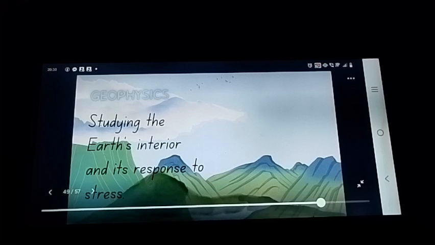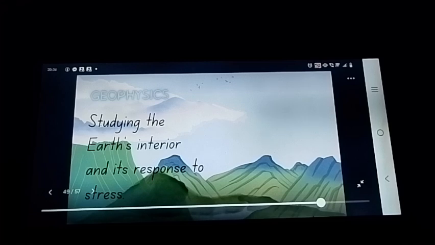Next is geophysics. Studying the Earth's interior and its response to stress. Imagine you're trying to understand the inside of a house without being able to go inside. You might listen to the sounds coming from inside or look at the house's foundation. That's what geophysicists do. They study the Earth's interior without directly digging into it. Geophysics is the study of the Earth's physical properties, including its composition, structure, and processes.